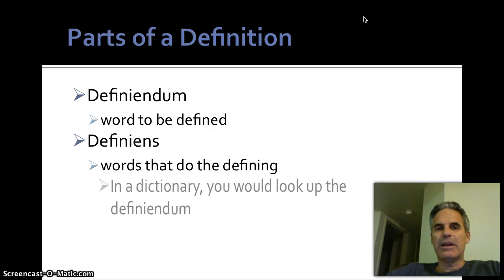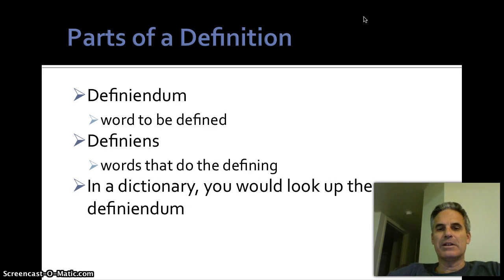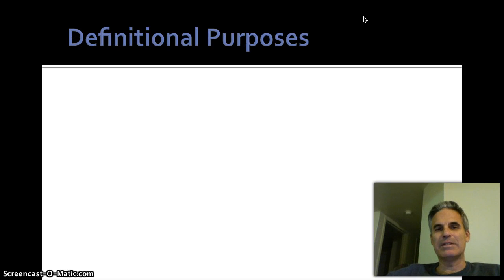So if we're looking up a word in a dictionary, we would look up the definiendum, and what we read would be the definiens. Fun words that we will probably be using in discussion a lot, but it's just good to know these things. Now let's look at the definitional purposes, the reasons we might do a definition.